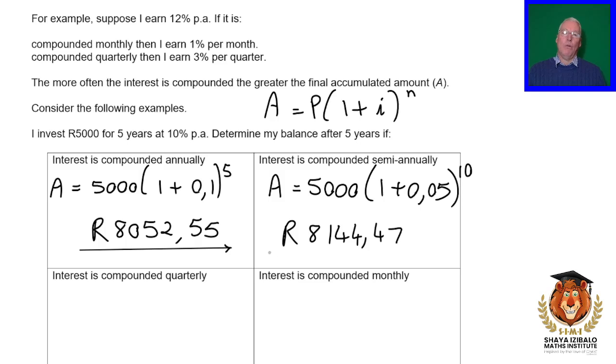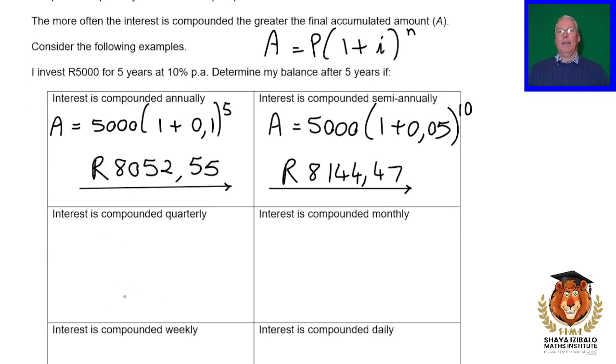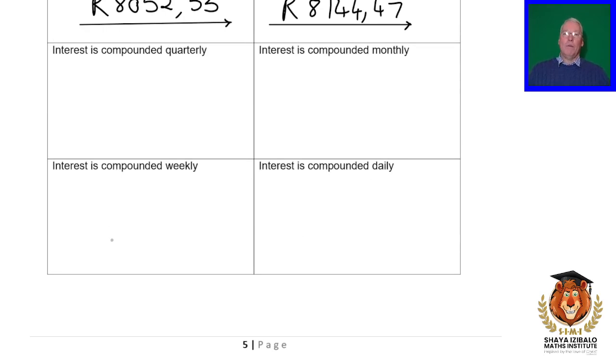Now that's slightly more than before. The reason is that after half a year, we already get some interest, and in the next half year that interest gets a bit of interest. So we earn interest on our interest, and that's why the more often we compound, the better it gets. We want you to pause the video and try quarterly, monthly, weekly, and daily, and see how that looks.